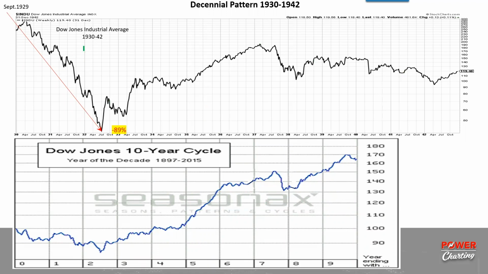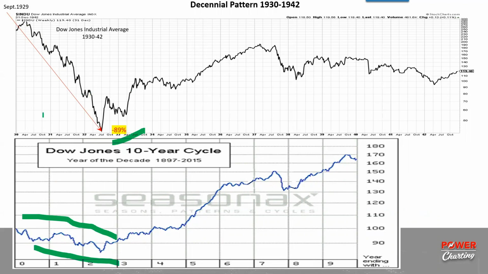Here is the Dow Jones Industrial Average. Now, 30 to 42, I included the years into 42 because that was sort of the low point of World War II. And so in September of 29, the market peaked out and turned down. It went down 89% from high to low. Roosevelt was elected.